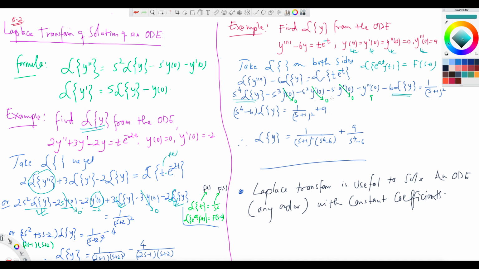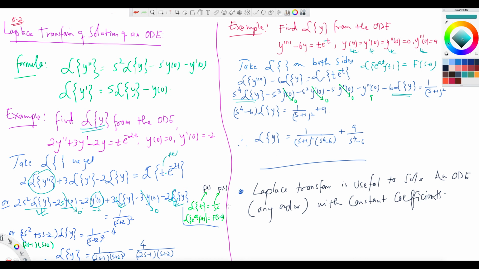And then on the right hand side you have 1 over s plus 1 squared, but this is 9, so negative 9 will go to positive 9 on the right hand side, and divide by s to the 4 minus 6. That will give you 1 over s plus 1 squared times s to the 4 minus 6. I divided this by s to the 4 minus 6, and then divided 9 by s to the 4 minus 6. By the way, there is one small edit I made. I missed a negative sign when I wrote the question there. It is t times e to the negative t. That's the thing that I added later.